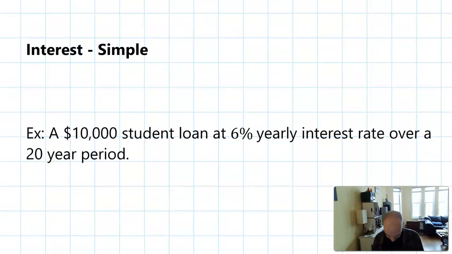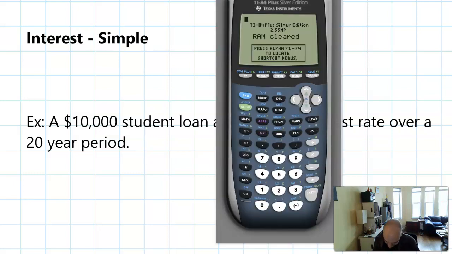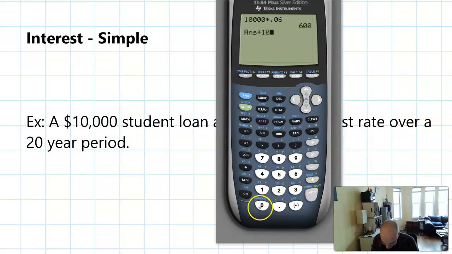Here we go. So the first way that you might calculate interest is just once a year, compute a fixed percentage and add that on. So for example, you have a student loan, $10,000 at 6% yearly interest rate over a 20-year period. So the basic thing you might do is take your $10,000 and multiply by 6%, so think about that percent as a decimal. All right, that's 600. Then you'd add that to $10,000.